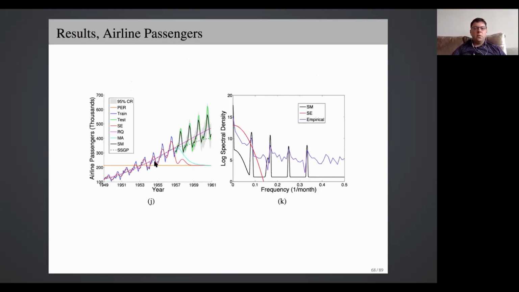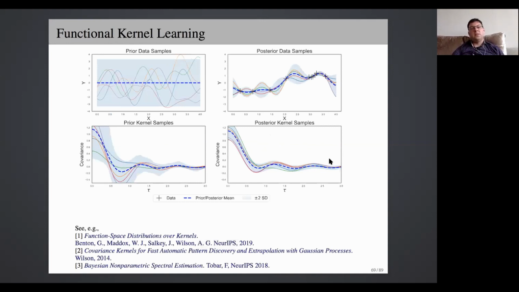Okay, so here we have airline passenger numbers. Again, we see the extrapolation is reasonable, and this is all kind of automatic. The spectral density in this case is also kind of interesting. We can see that there are peaks in the learned spectral mixture spectrum that do correspond with what we get when we take the Fourier transform, but the Fourier transform is pretty noisy, and so this could be a replacement for a lot of these things.